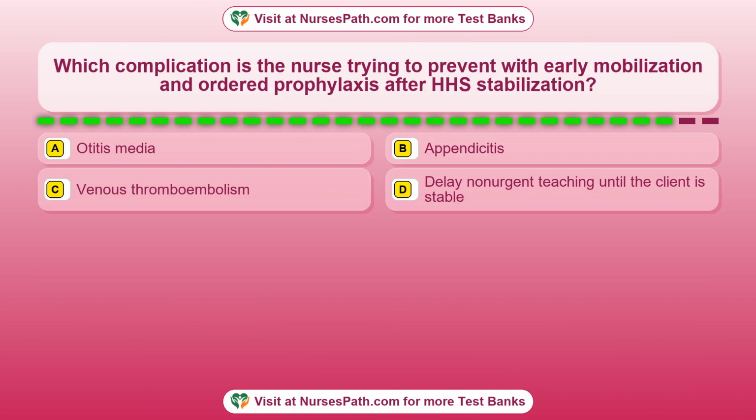Question 23. Which complication is the nurse trying to prevent with early mobilization and ordered prophylaxis after HHS stabilization? Option A, otitis media. Option B, appendicitis. Option C, venous thromboembolism. Option D, delay non-urgent teaching until the client is stable.